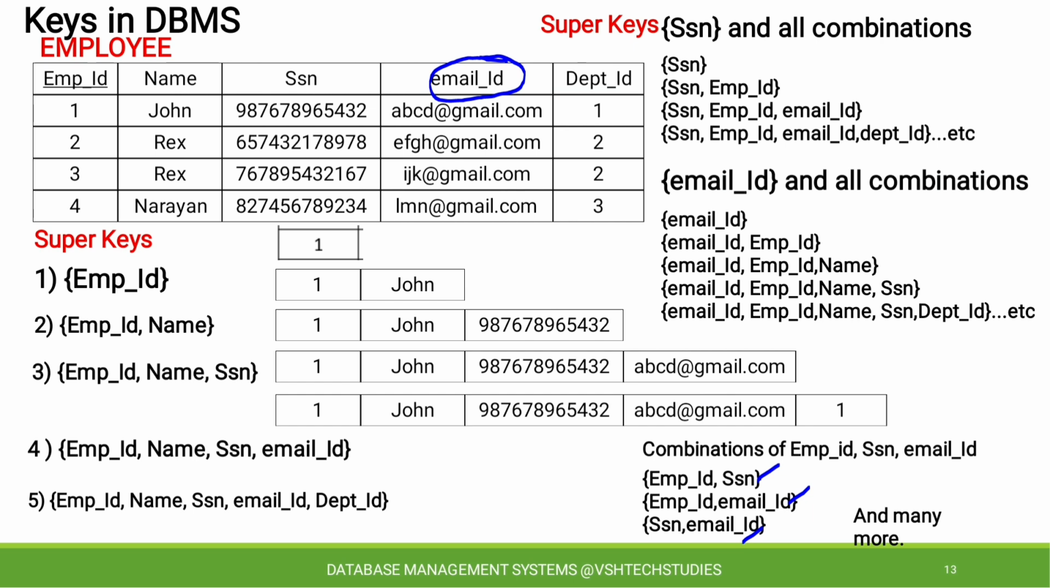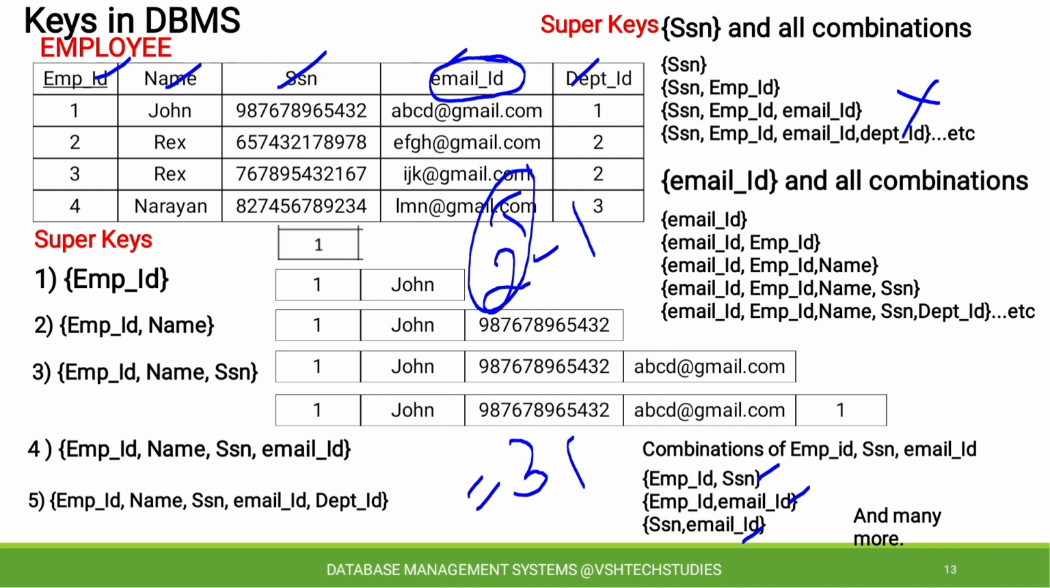And many more, in the sense here we have not taken SSN with name. So SSN with name and other combinations we can take. So to the maximum here, 2 raised to 5 minus 1, that is 31 super keys can be formed because there are 5 attributes in this table. So 2 raised to 5 is 32 minus 1, that is totally 31 super keys can be formed.